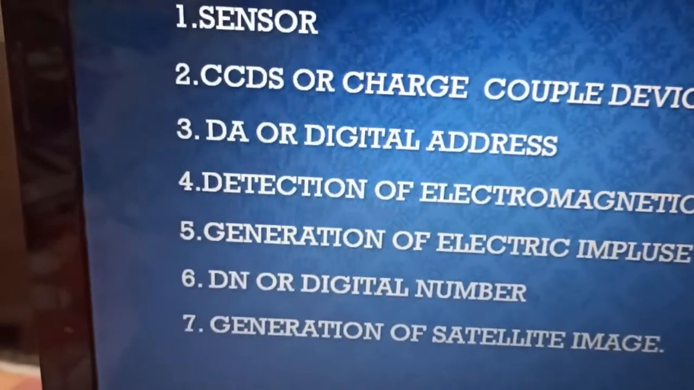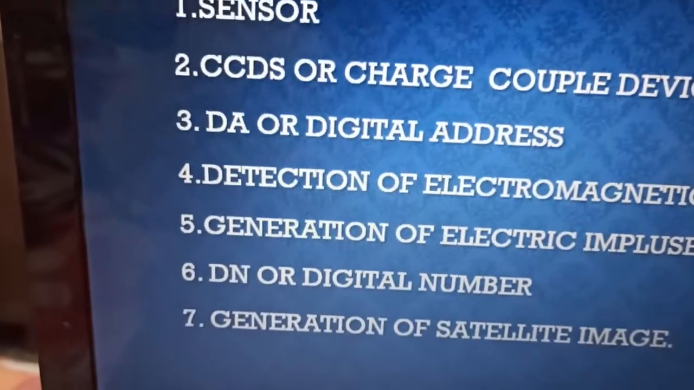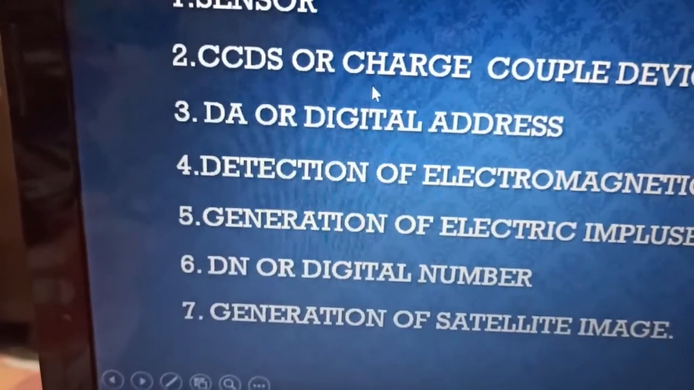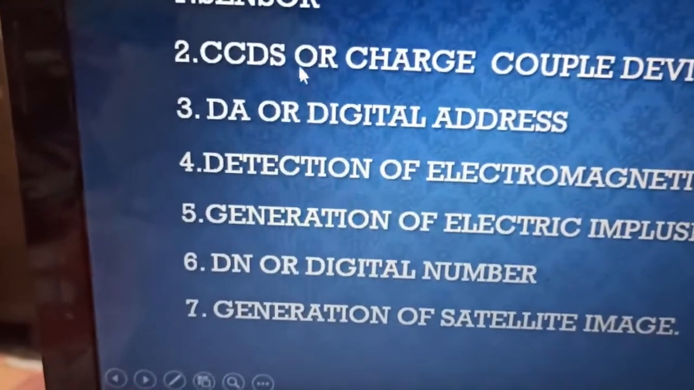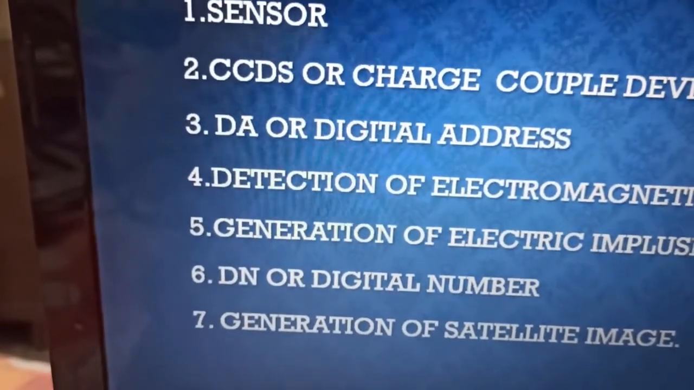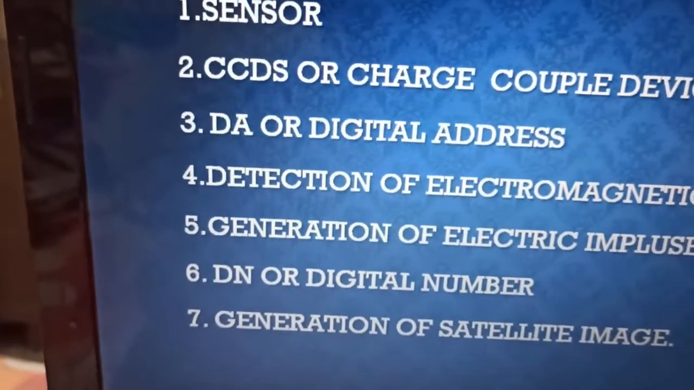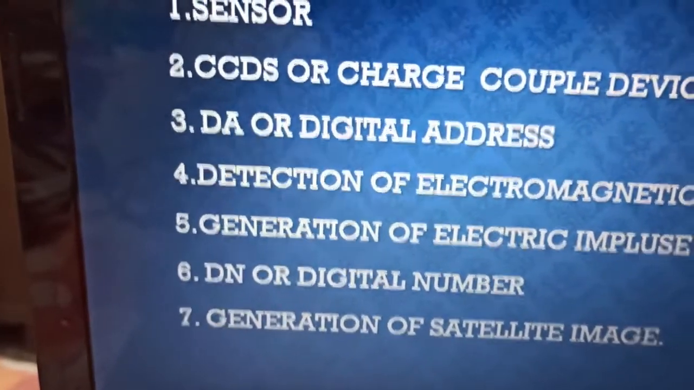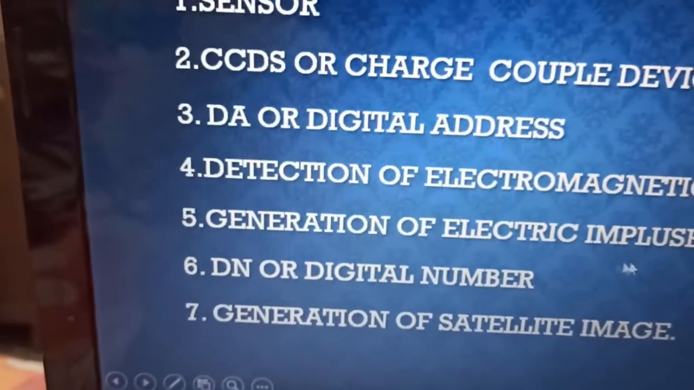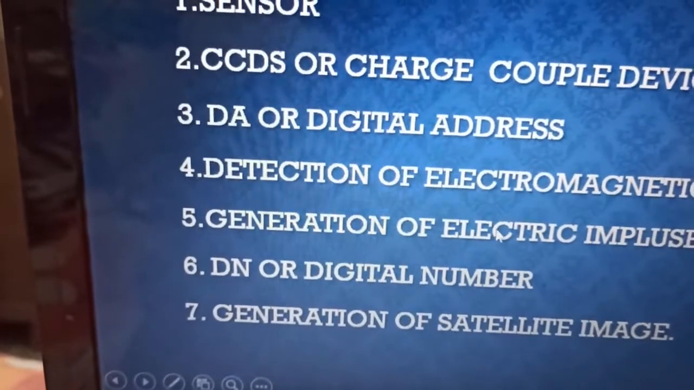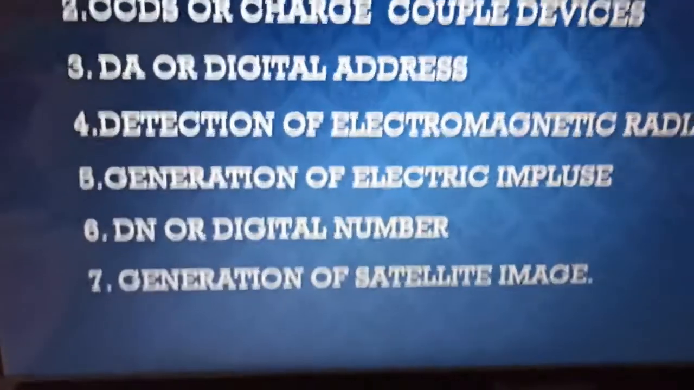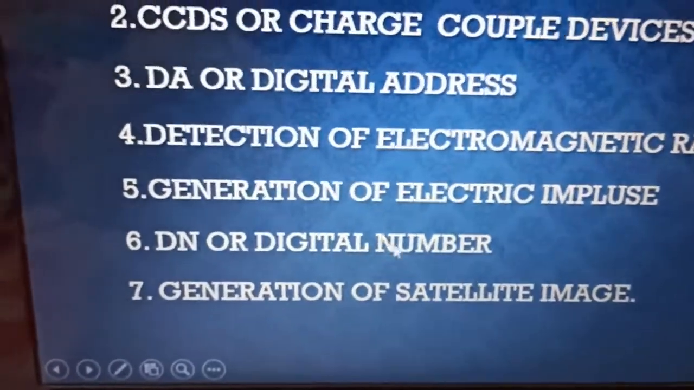The earth reflects solar energy or electromagnetic radiation, which is received by the sensors present in this CCD, or charge coupled device. After receiving the electromagnetic radiation, it converts it into a value between 0 to 255. This conversion of the electric impulse into a value is known as the digital number or gray level.